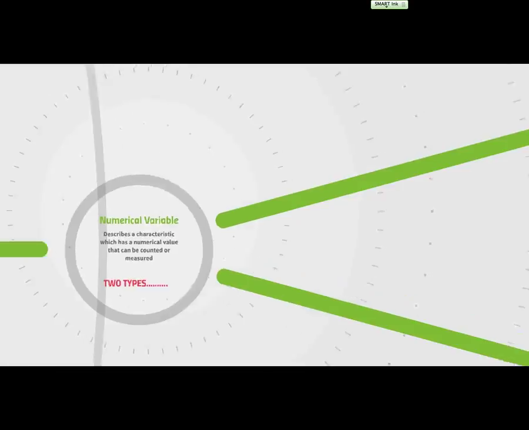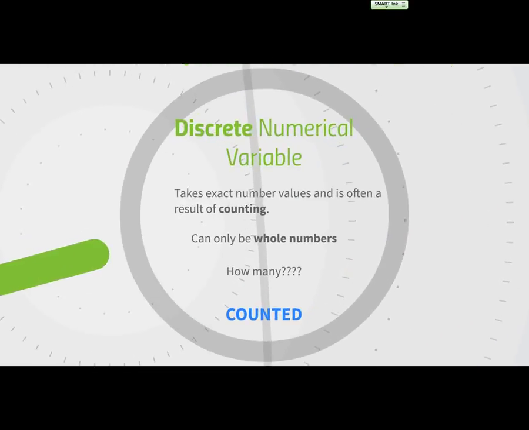So the first type is called discrete numerical data, or numerical variables. Discrete numerical variables take exact number values and are often the result of counting. So discrete would be something we can count, so there are only whole numbers. Discrete is like how many. And as you can see, we have it big, bold, and blue. Discrete is counted. You can count this.